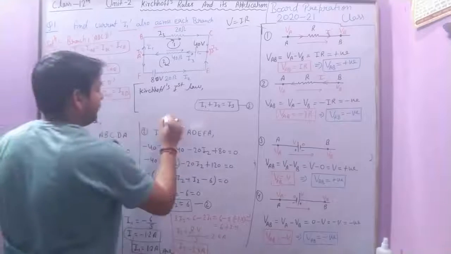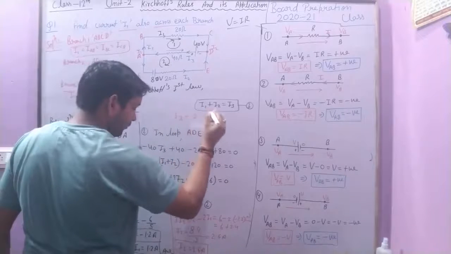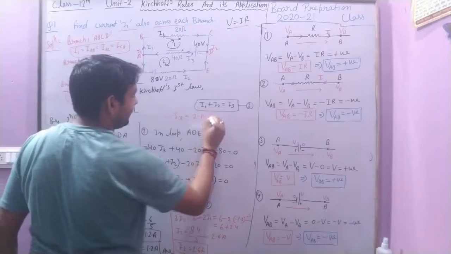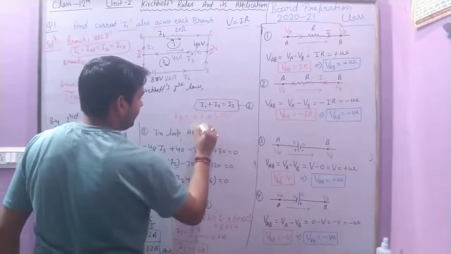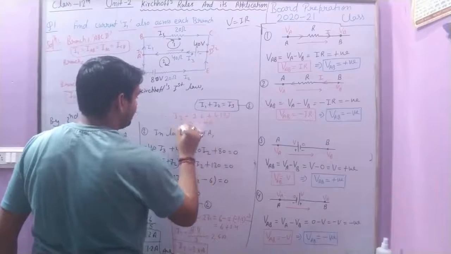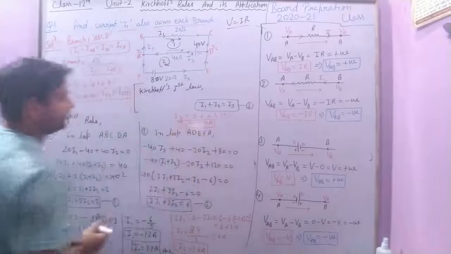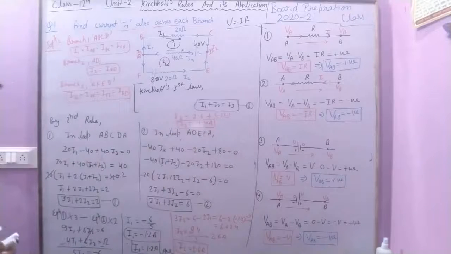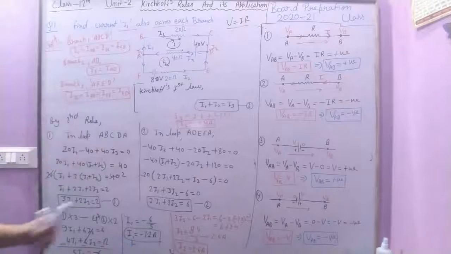and therefore I3 is 2.6 plus minus 1.2, so it would be 1.4 ampere. This is your I3. Okay, so this is your final result.